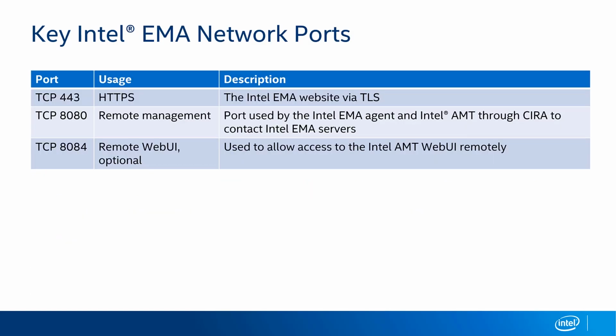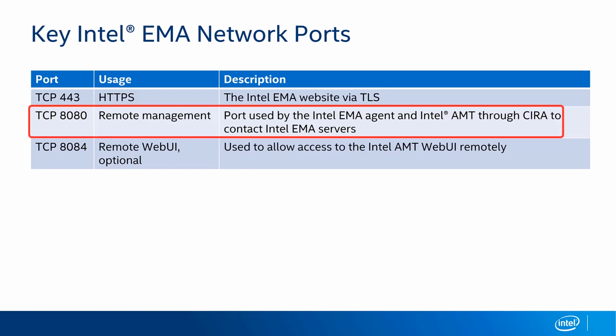So when you install Emma, there's a few network ports that you need to keep track of that you need to let through your firewall. It's all fairly basic stuff. So for the Emma website itself over TLS, TCP port 443, that's pretty standard. Now, for remote management for Intel Emma, we require TCP port 8080 pass-through, and that's used by Intel Emma software agents as well as Intel AMT devices using CIRA connections to be able to talk to the server itself.